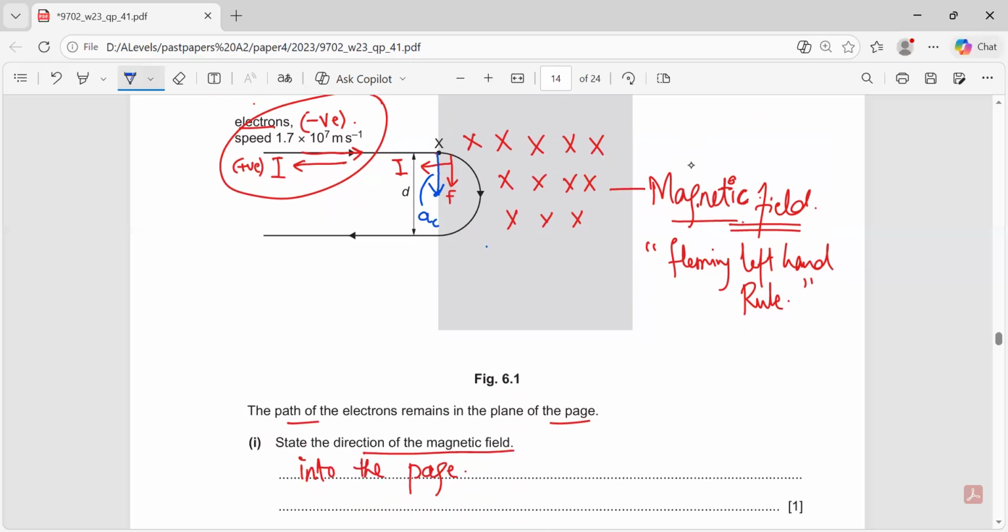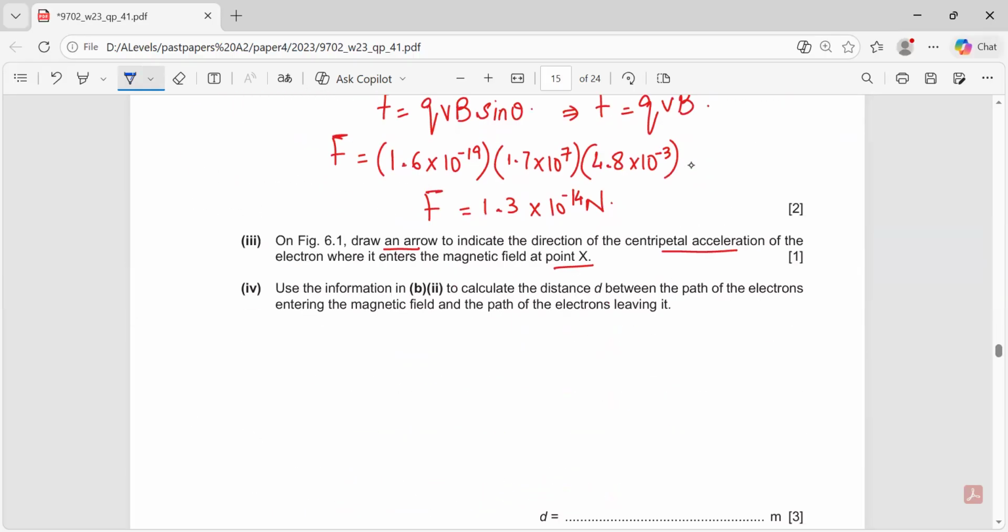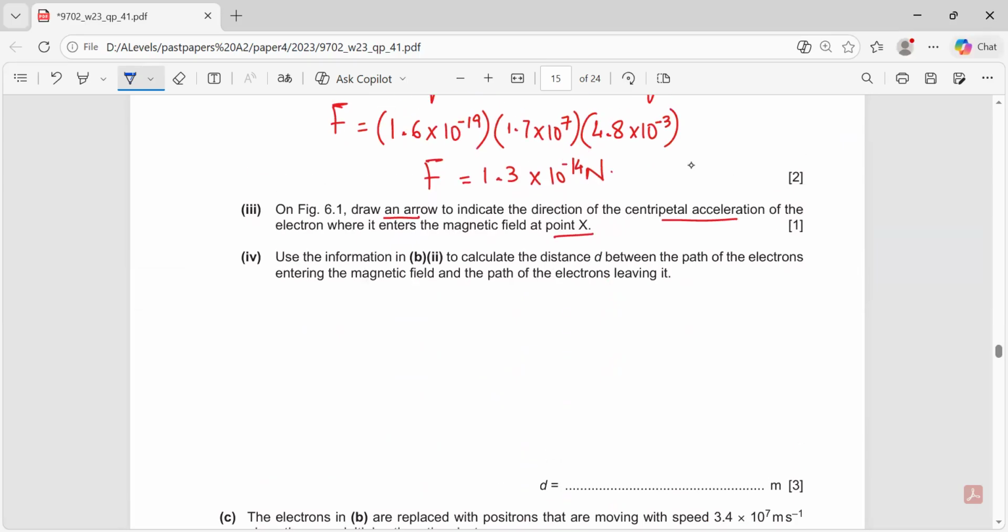It will be called centripetal acceleration. Okay, next it says use the information in B part 2 to calculate the distance d between the path of the electrons entering the magnetic field and the path of electrons leaving the magnetic field. तो आपने देखा कि इलेक्ट्रॉन यूं सीधा जा रहा है, मैग्नेटिक फील्ड में एंटर हुआ, यूं गया और फिर यहाँ से वापस, वो कह रहा है पाथ जहाँ से एंटर हुआ और पाथ जहाँ से वापस आया। तो आपने ये टोटल डिस्टेंस निकालना है, d.